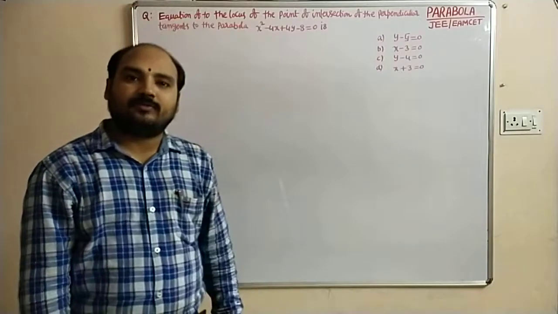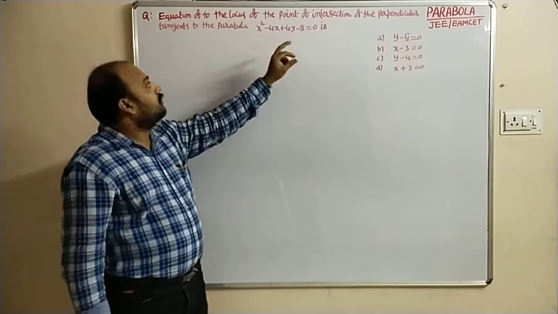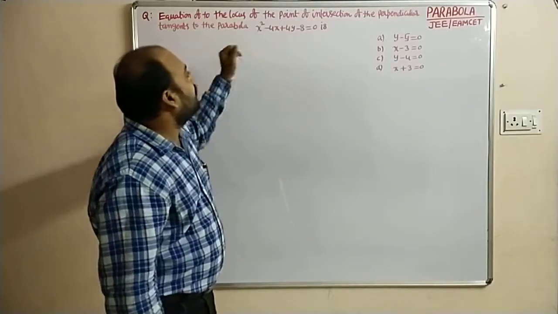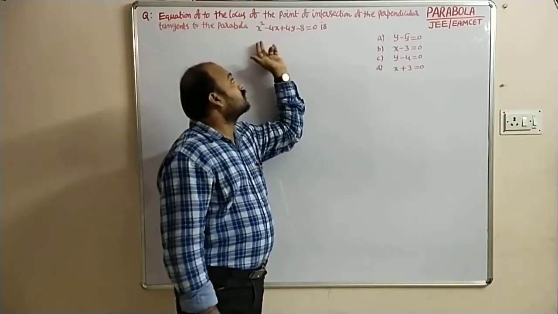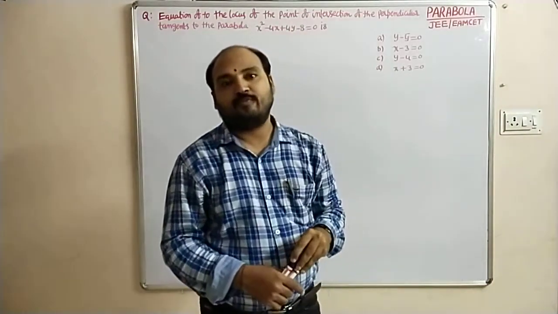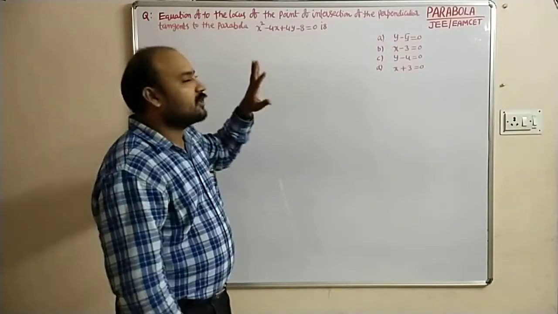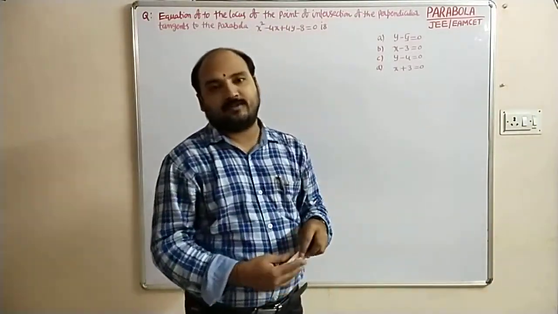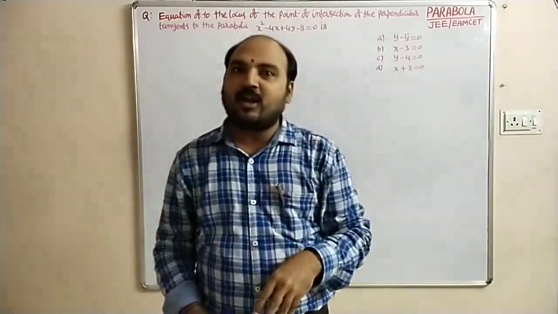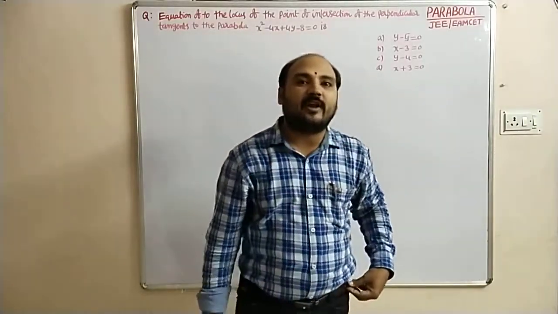The next question. Find the locus of the point of intersection of perpendicular tangents to the parabola x square minus 4x plus 4y minus 8 equal to 0. First, the locus of point of intersection of perpendicular tangents to the parabola always represents the directrix equation.